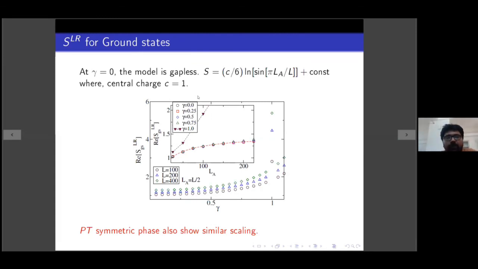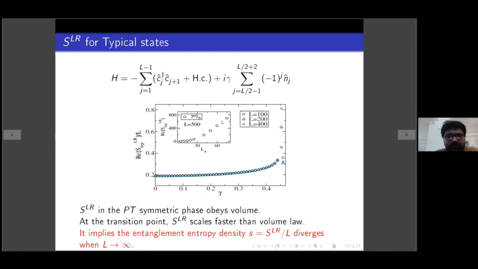We looked at it even more carefully, and we concluded that the scaling here is actually exponential, because we plotted it on a semi-log plot and it looks exponential at the transition point. Now we also played the same game and studied the entanglement entropy for the typical state, and there also we see that in the PT symmetric phase it obeys a beautiful volume law, and exactly at the transition point the scaling is much faster than the volume law.